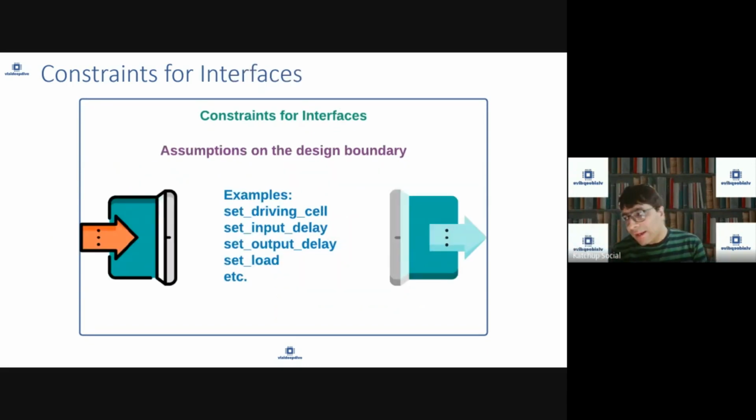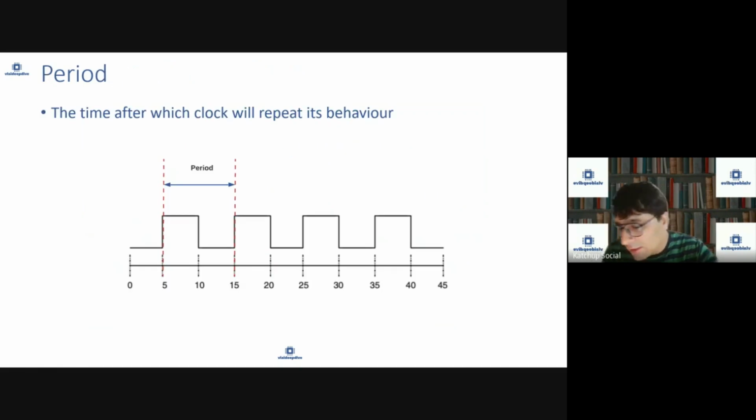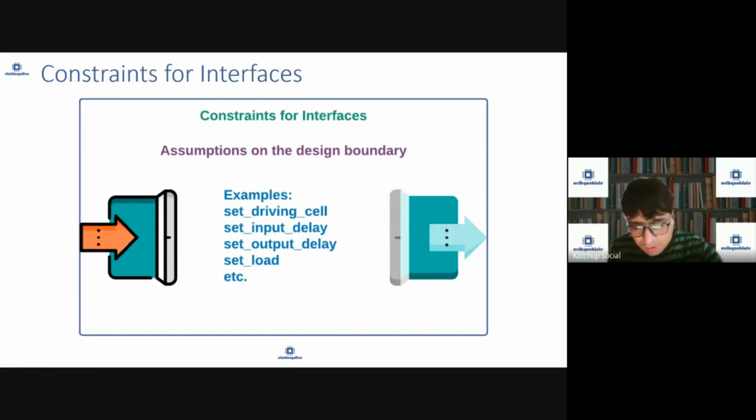In addition to that, you define constraints for interfaces, which are for the inputs and outputs of your design. For example, you have your design, and the design has a boundary. So you define your constraints for the boundary of the design. You define input delay, you define output delay, you define load, you define driving cell. That also we'll talk about a little bit later in this masterclass.